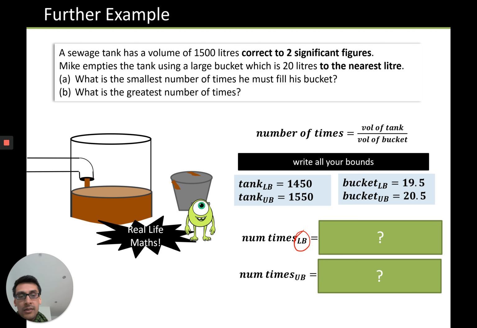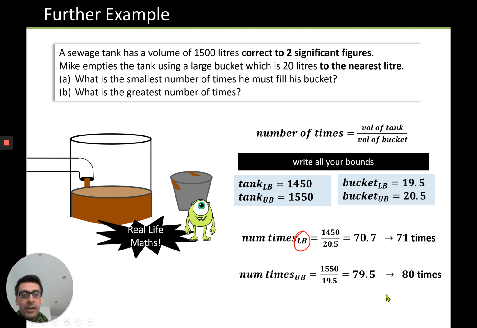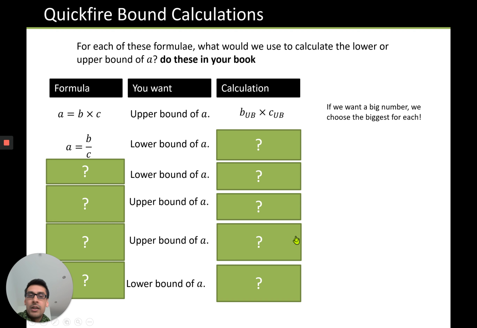So the number of times, if you want to find the lower bound, if you remember from the previous slide and from your summary sheet, we're going to divide the lower bound of the volume of the tank by the upper bound of the volume of the bucket, and then vice versa for the upper bound. And you can see it's anywhere between 71 and 80 times that he will have to transfer that stuff.